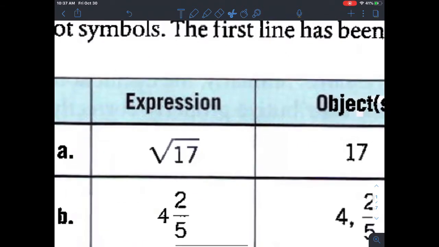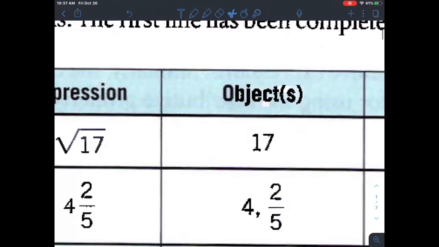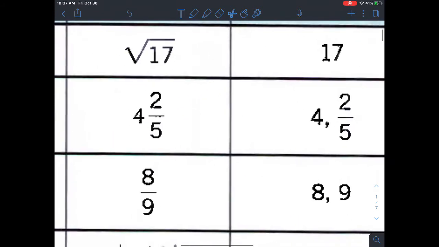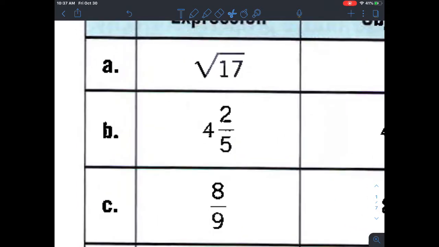So the expression square root of 17, the object is 17, and what's happening to the 17? You're taking the square root of 17. So it's pretty basic, nothing too complicated. I think it's just thinking outside the box that's the hard part, and kind of interpreting what the problem is asking you to do. So let's do this second one.